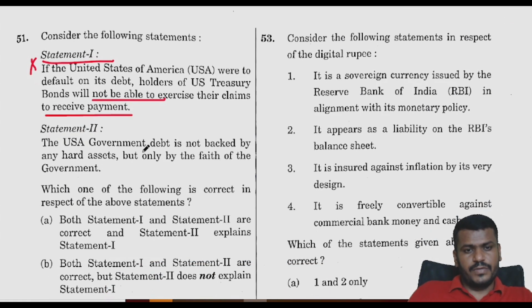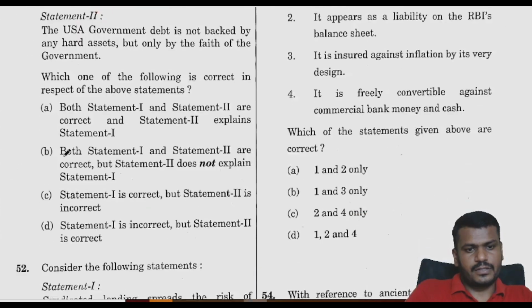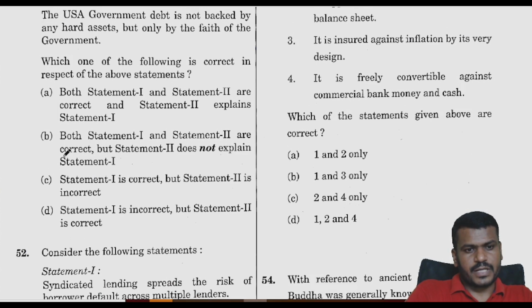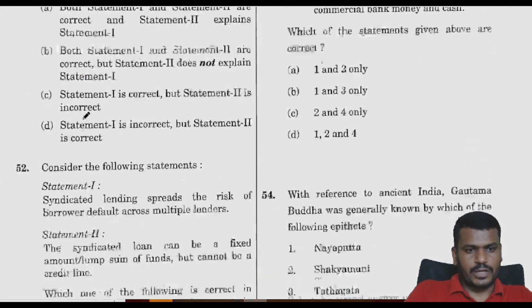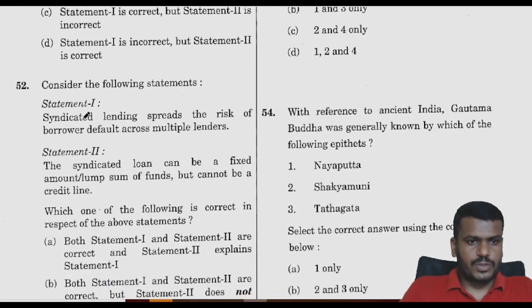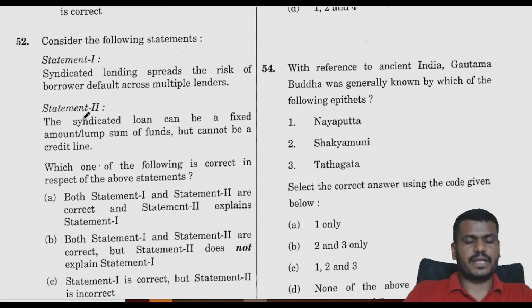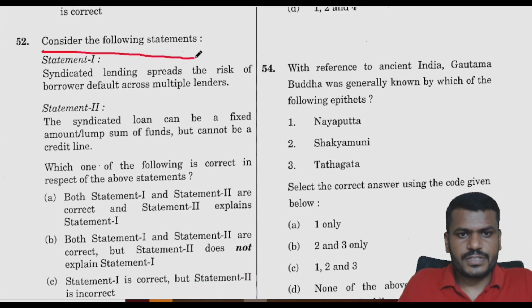Next, the USA government debt is not backed by any hard assets but only by the faith of the government. Okay, so if you look at the second statement, the second statement is definitely correct, and the first statement is definitely not correct. Okay, so the 51st question is completed. Next, 52nd question. Consider the following statements.